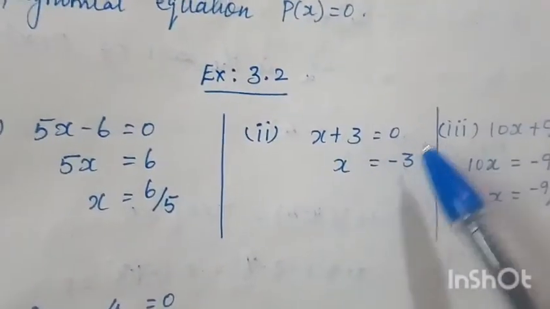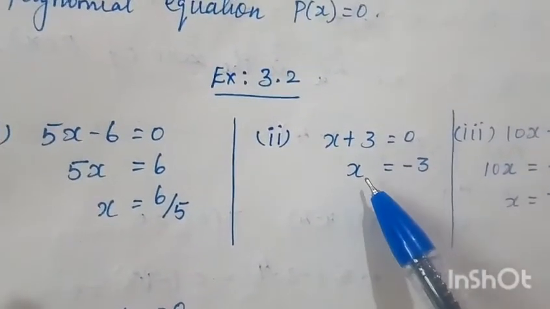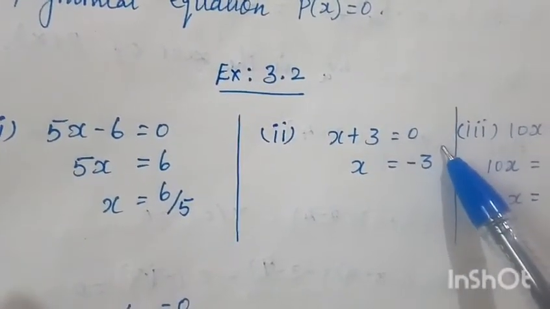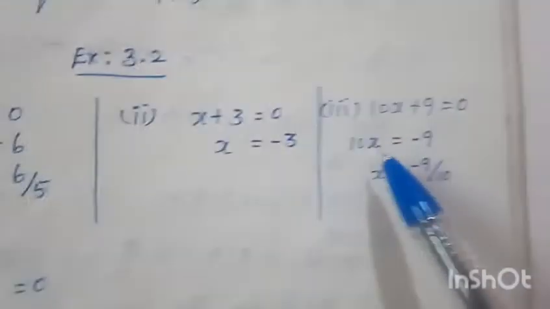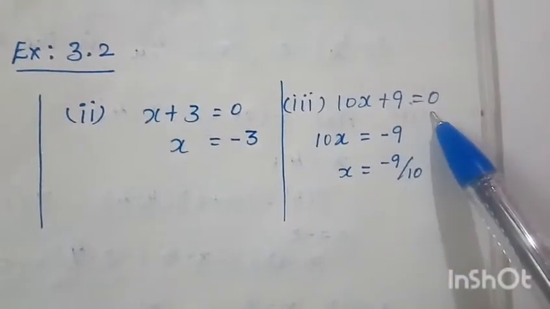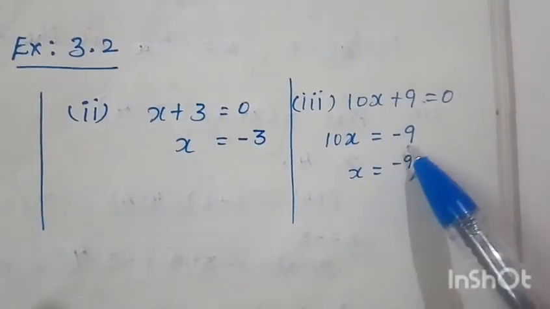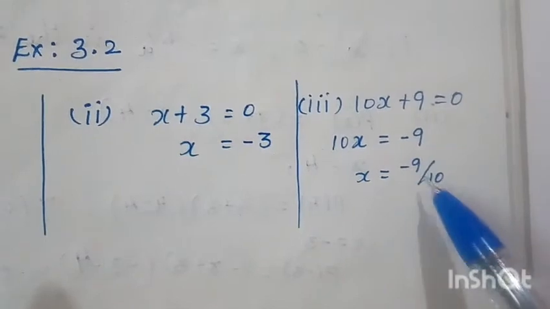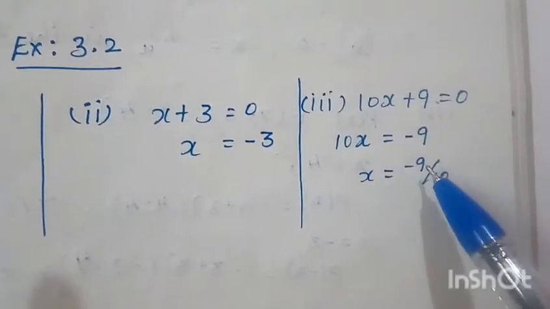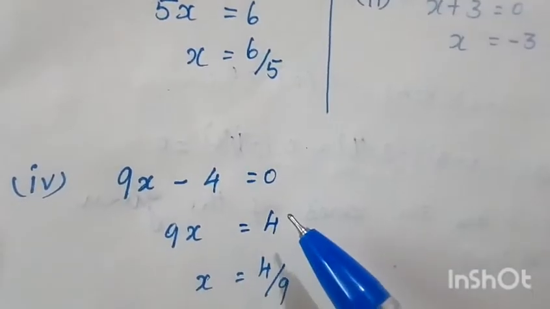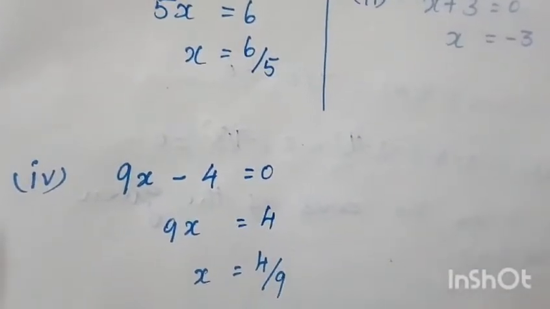Second problem, x plus 3 equal to 0. So how do you find the x value? x equal to minus 3. This plus 3 transposed to the right hand side becomes minus 3. Third problem, 10x plus 9 equal to 0. So 10x equal to, plus 9 transposed this side, that becomes minus 9. So x equal to minus 9 by 10. Next, fourth problem, 9x minus 4 equal to 0. So that is 9x equal to 4. x equal to 4 by 9.